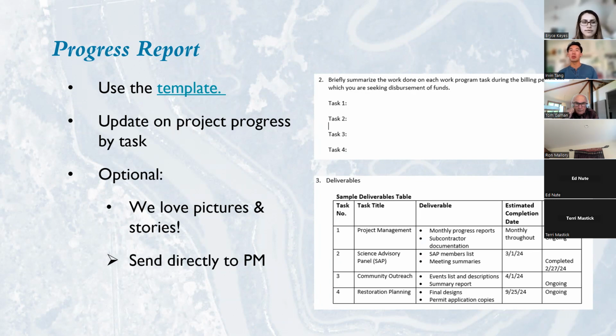We like to include them in our brochures and any of our reports. So if you have any good pictures, we ask that you send them directly to your PM to retain photo quality, so you don't have to include any pictures in the report, and that could be sent separately. So yeah, in the progress report, we have the link there on the slide that you can refer to later, but in general, it just summarizes the work that was carried out in each of the work program tasks.